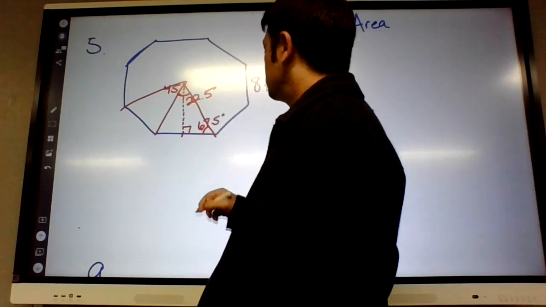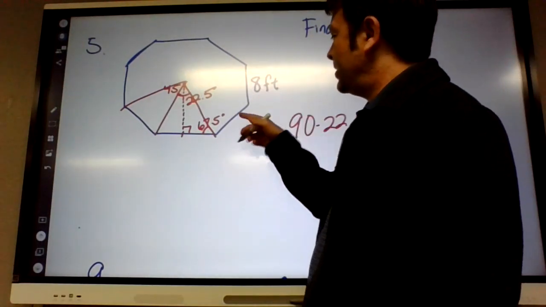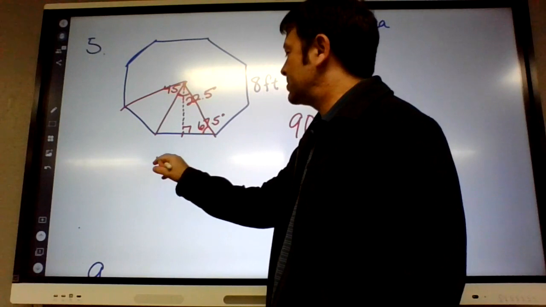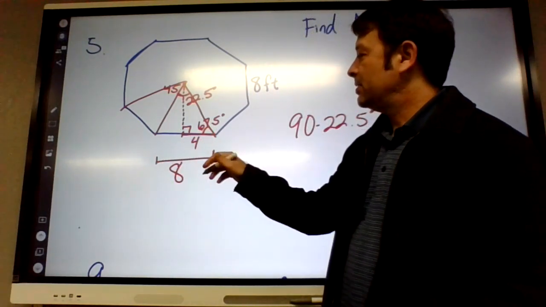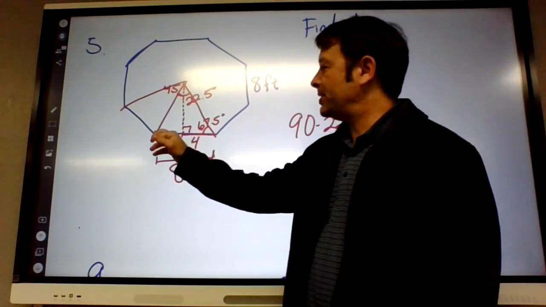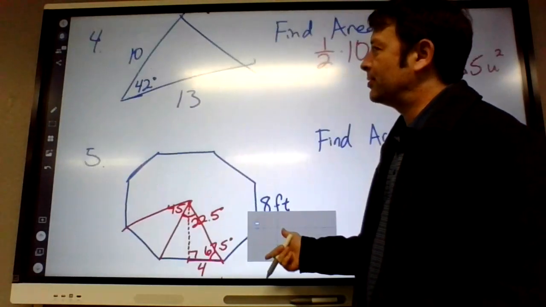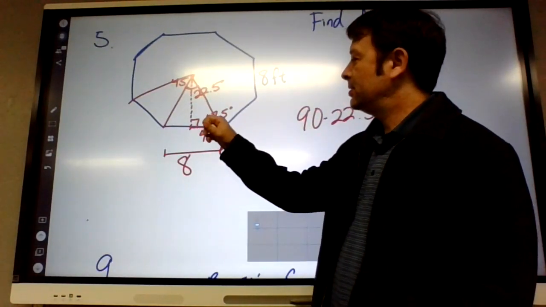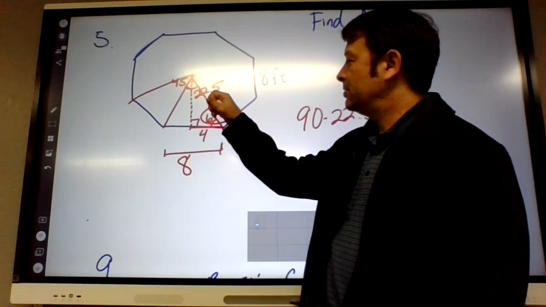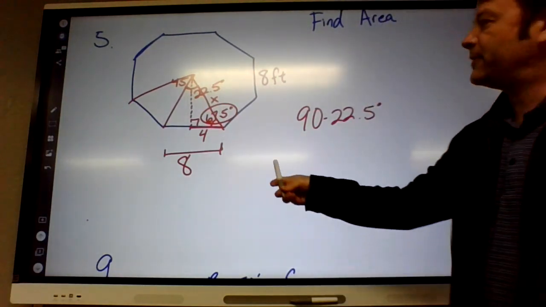Okay, so there's an 8 right here. If this is 8, what is that right there? 4. Remember, we're trying to use that area formula, which requires side-angle-side. So we have a side, an angle, and if we have this side, then we're good. So how do I find this side?